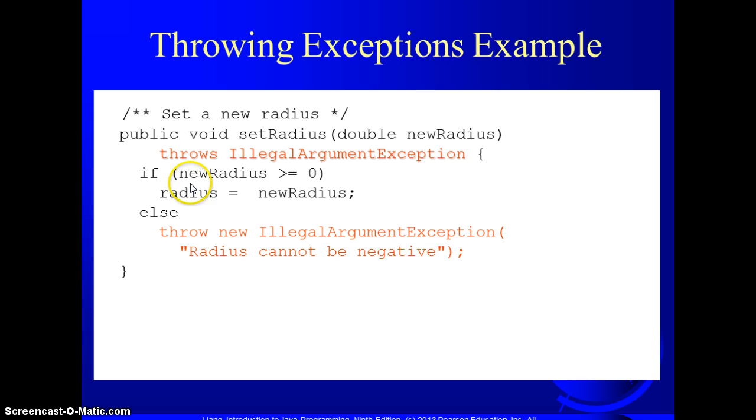So if the new radius is greater than or equal to 0, that's fine. Whenever the user provides a new radius, it has to be greater than 0. Otherwise, it's going to say else, throw new IllegalArgumentException, radius cannot be negative. So this is how you handle it.